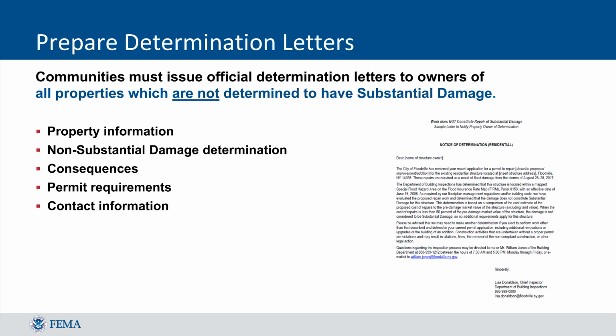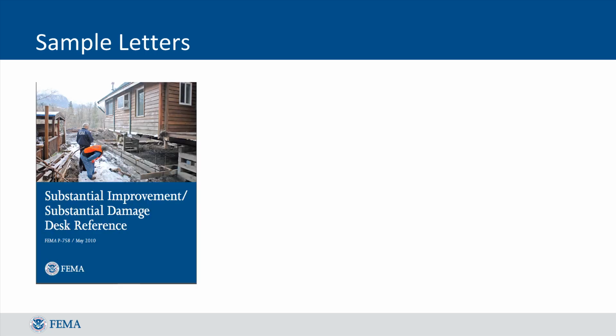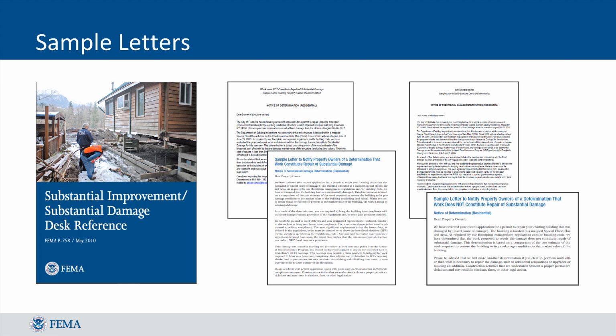Determination letters must also be sent to properties that have been determined not to have substantial damage, with property information, the official determination, consequences, and contact information for the community official. In Appendix C of the SDE User Manual and in Appendix E of the Substantial Improvement Substantial Damage Desk Reference, there are sample letters that can be used as the basis for your community's determination letters.